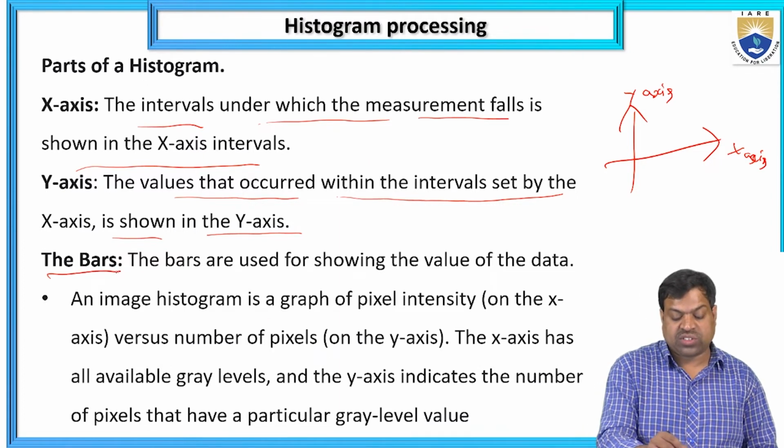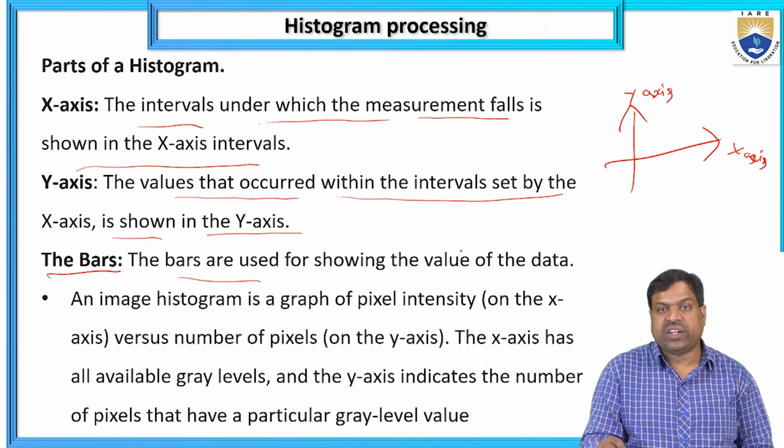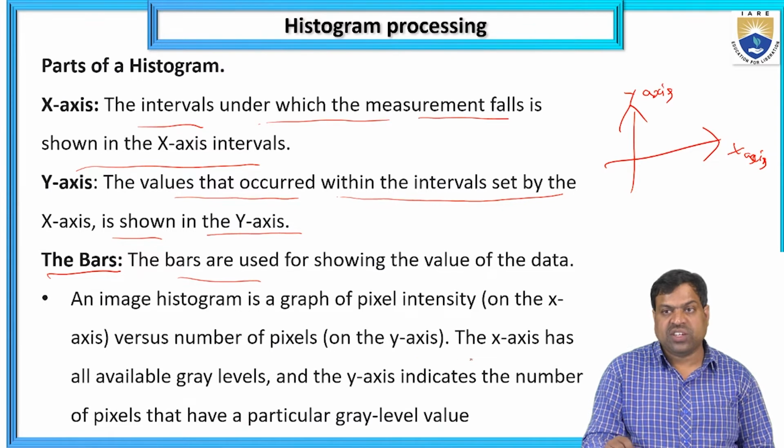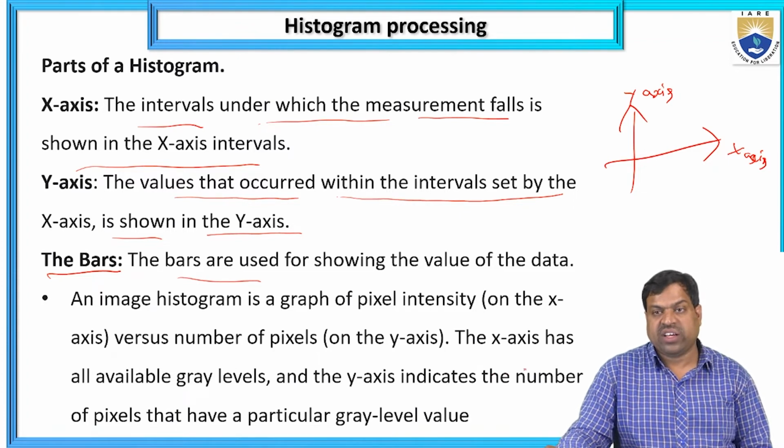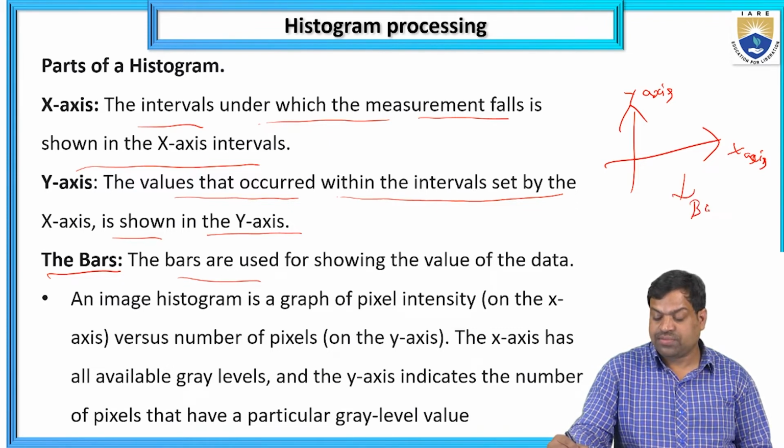And what are the bars? The bars are used for showing the value of the data in an image histogram. It is a graph of pixel intensities on the x-axis versus the y-axis. The x-axis has all available gray levels, and the y-axis indicates the number of pixels that have a particular gray level value.